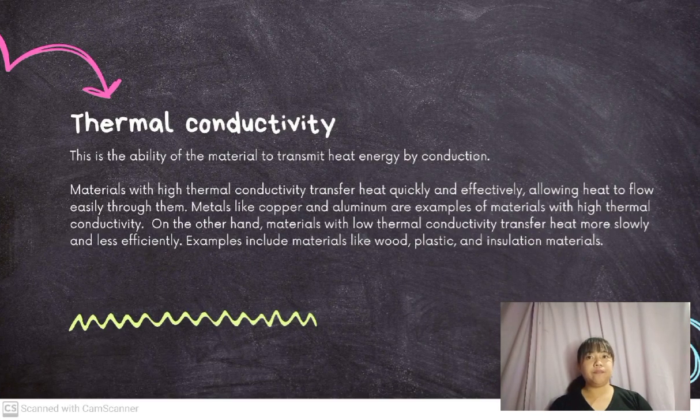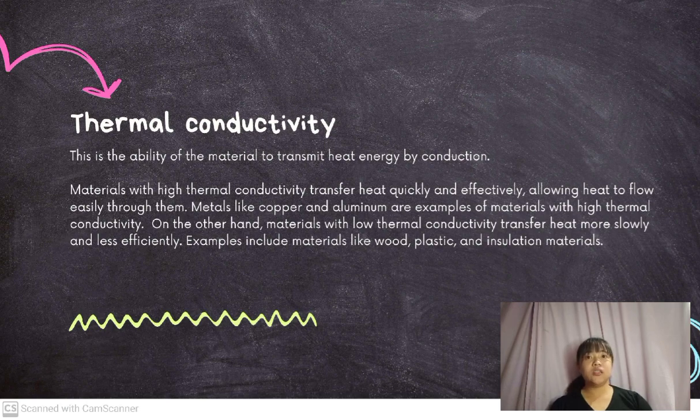Thermal conductivity. This is the ability of a material to transmit heat energy by conduction. Materials with high thermal conductivity transfer heat quickly and effectively, allowing heat to flow easily through them. Metals like copper and aluminum are examples of materials with high thermal conductivity. This is why they are commonly used in applications where efficient heat transfer is essential, such as in heat sinks for electronics or in cooking utensils.